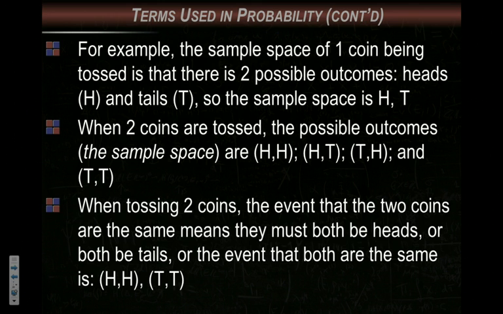If I have 2 coins and I flip both of them, well, they could both come up heads. One could come up heads, one could come up tails, or the other way around, or they could both come up tails. So there's 4 possible ways that 2 coins flipped in the air would come out. So if I'm tossing 2 coins up in the air, okay, the event that the 2 coins would be the same would be the event where it's both heads or both tails. Okay? So these are the kind of things you think about when you're dealing with probabilities.